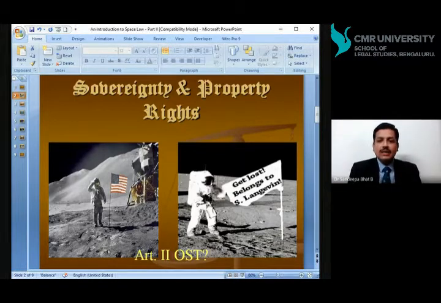The other aspect which I would like to point out here is about the property rights in outer space and celestial bodies.